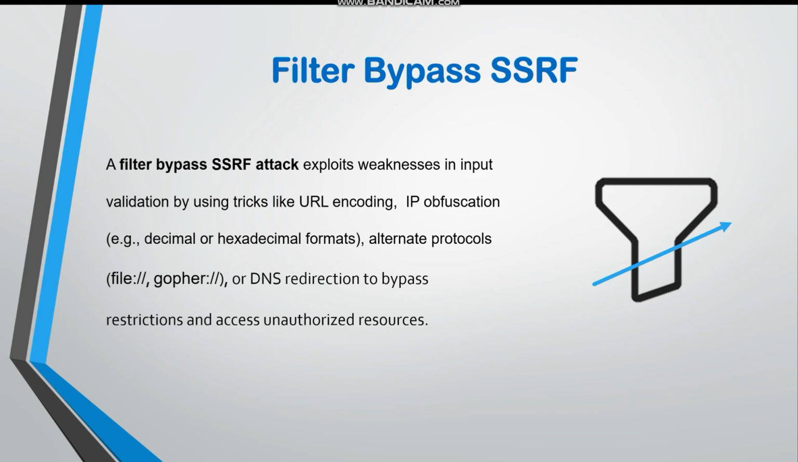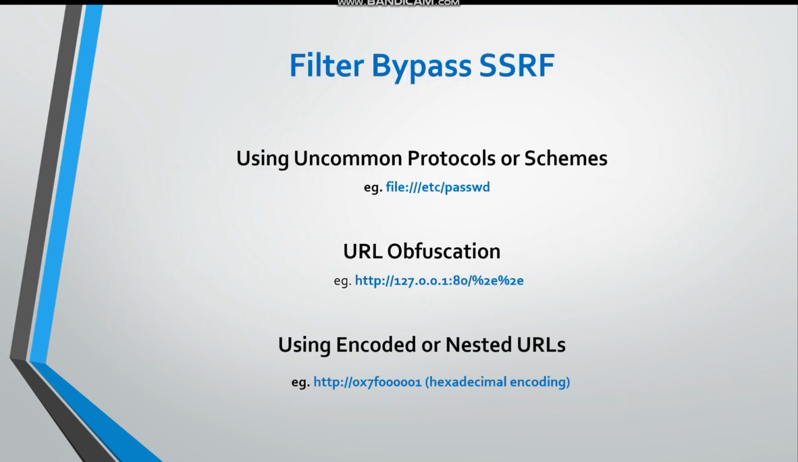So these tricks are like URL encoding, IP obfuscation, and alternate protocols. Okay, we will look at it. So these are some examples of those tricks which we have just discussed. First, using some uncommon protocols or schemes, like in this example, we have used the file protocol instead of HTTP. Second is URL obfuscation. Here we have used some mixed URL. And third one is using encoded or nested URLs. Here the given URL is encoded in hexadecimal encoding, right? So these are the examples of filter bypass SSRF.